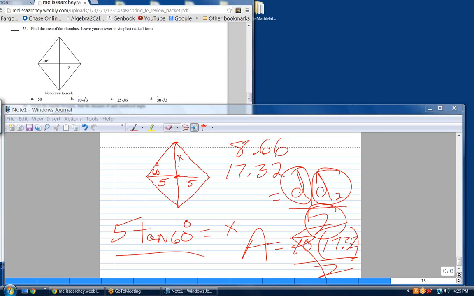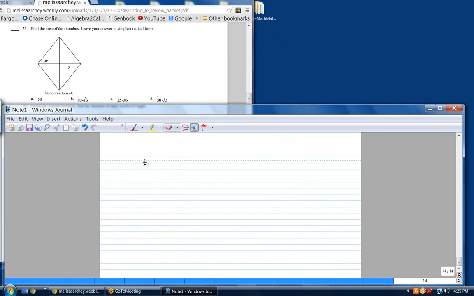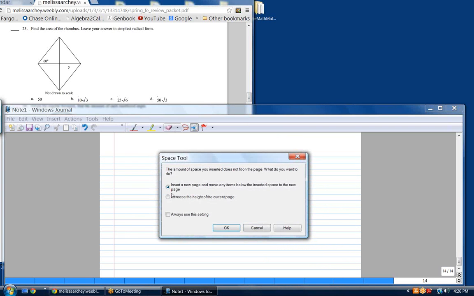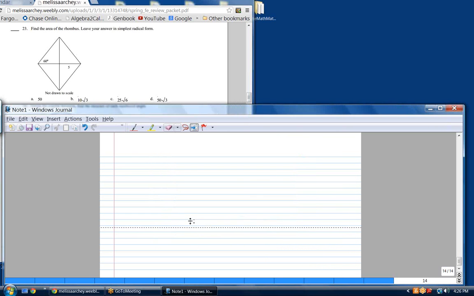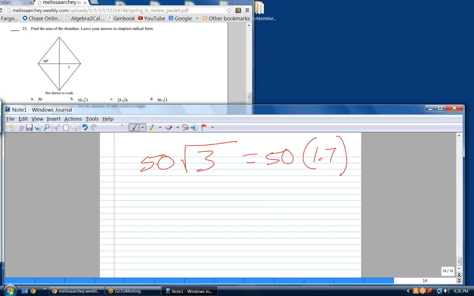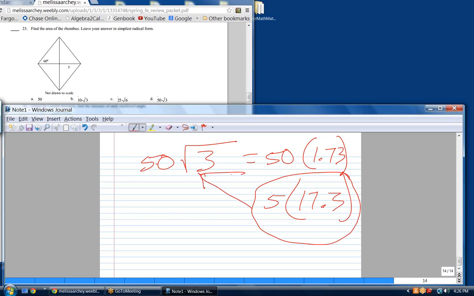Yeah, notice that 50 times square root of 3 is equal to 50 times 1.7. And what we were doing was 5 times 17.3. So our answer, which was this, is the same thing as 50 times 1.73. So it's D.